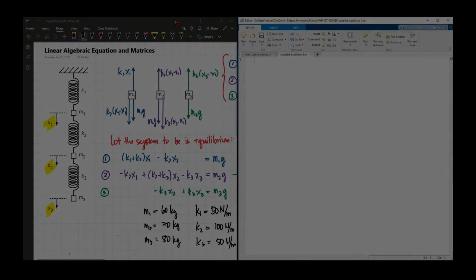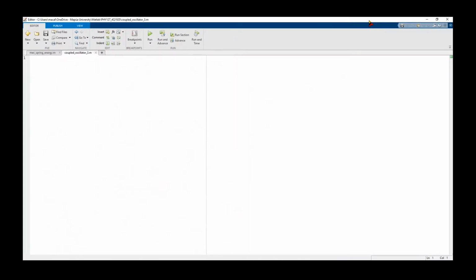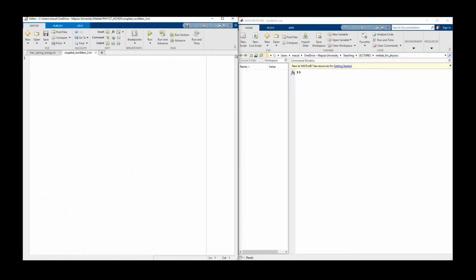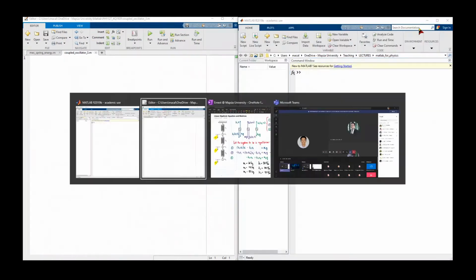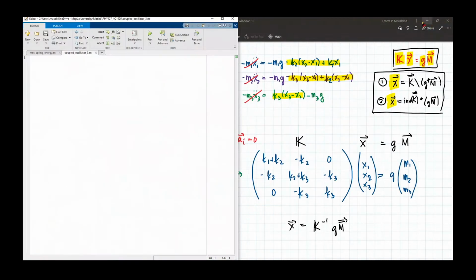So let's do this. We already have our matrix, right? Our matrix is in this form. So that means it's clear, clc, and let's say close all.